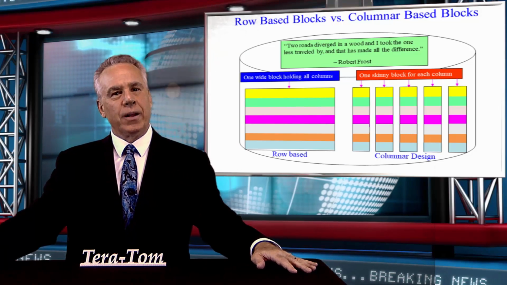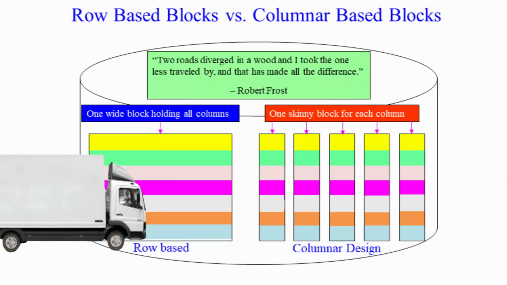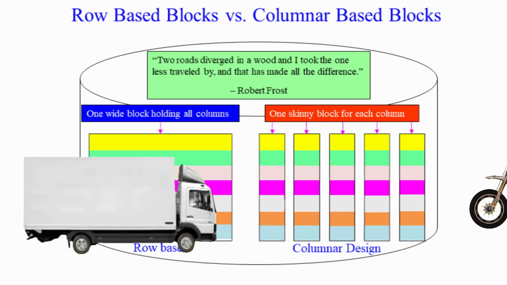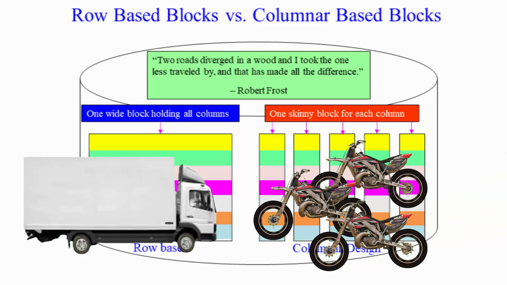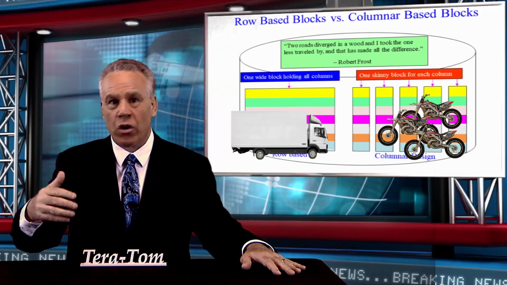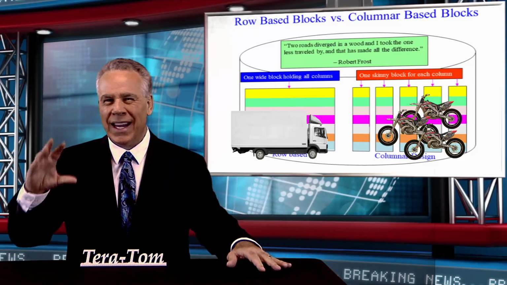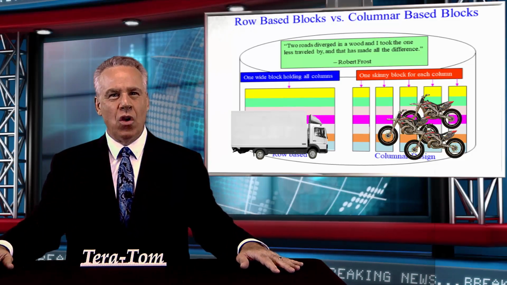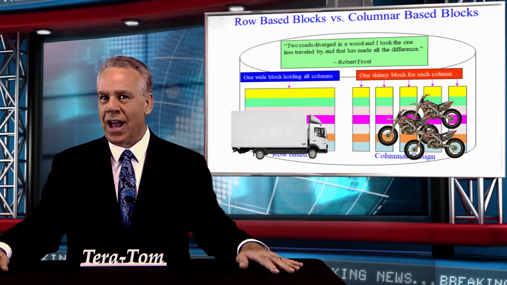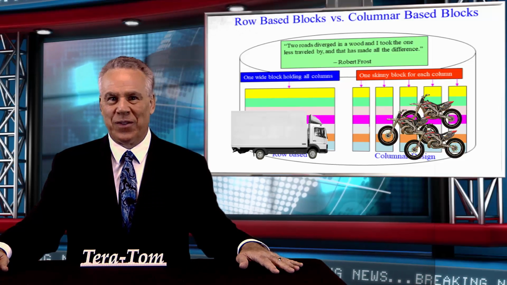So it's almost like a truck versus a series of motorcycles. If you've got to do heavy lifting, row-based is better. But when most queries are only asking for a couple columns in the select list, or they're doing any type of aggregation or calculation, columnar is real difficult to beat.